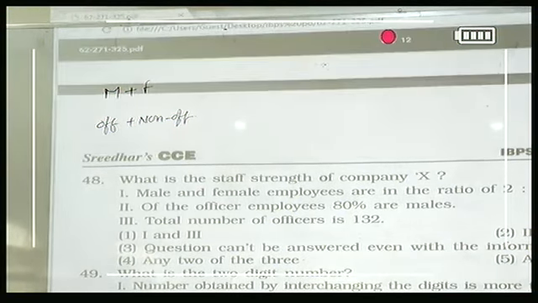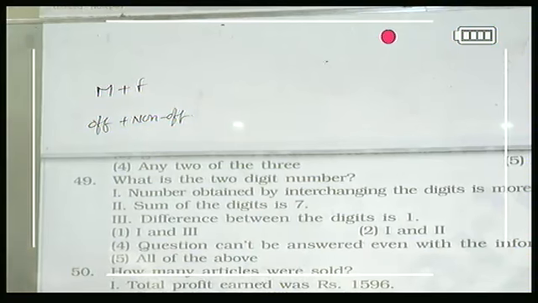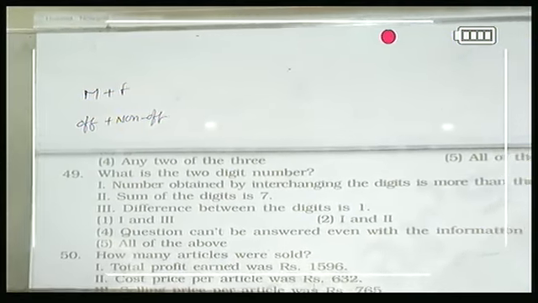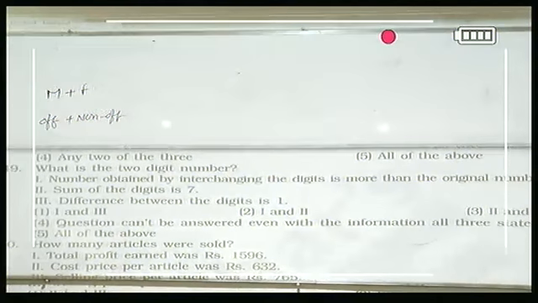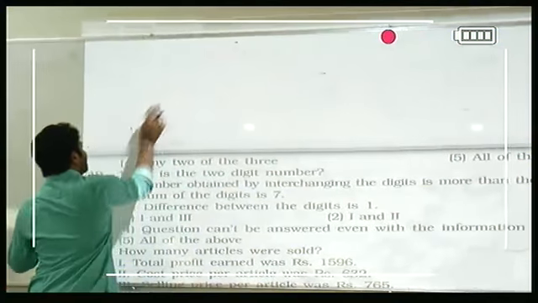Understand? 49. What is a two-digit number? The number obtained by interchanging the digits is more than the original number by 9. Using this, can you get your answer?